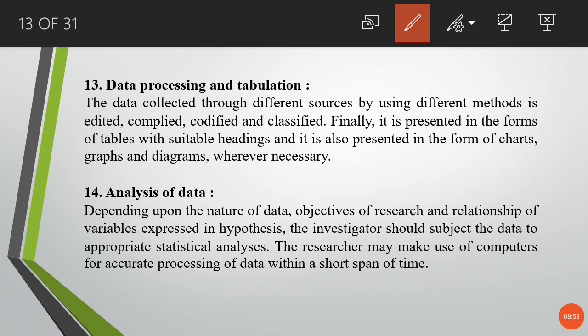13. Data processing and tabulation. The data collected through different sources by using different methods is edited, compiled, codified, and classified. Finally, it is presented in the form of table with suitable heading, and it is also presented in the form of charts, graphs, and diagrams.